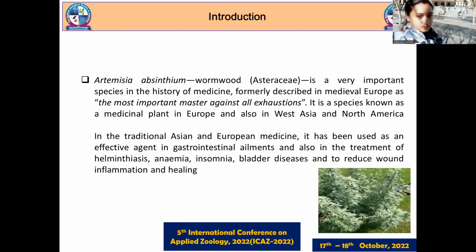Artemisia absinthium is a very important medicinal species and was formally described in medieval Europe as the most important master against all devastation. It is also a very important traditional medicinal plant in Asia and is used against very different ailments like gastrointestinal ailments, to treat herpes, anemia, insomnia, bladder diseases, and to reduce wound inflammation and promote healing.